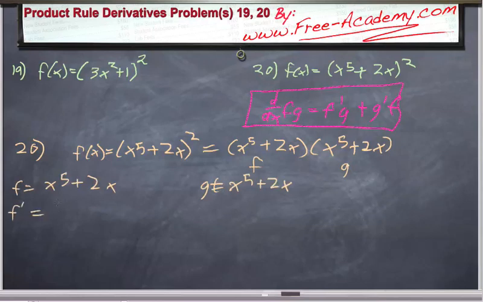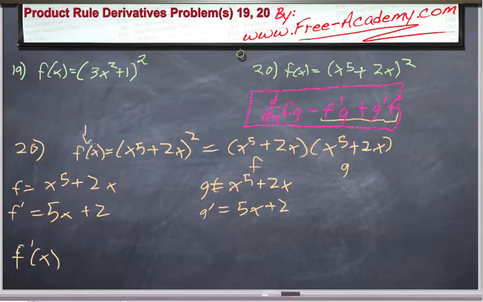We need f prime, and we need g prime. Notice knowing f prime allows me to figure out g prime immediately because they're the exact same derivatives. Now that we have f prime, g, g prime, we have all the components necessary to do our product rule. So f prime of x is equal to f prime, which is 5x plus 2, times g, which is x to the fifth plus 2x.